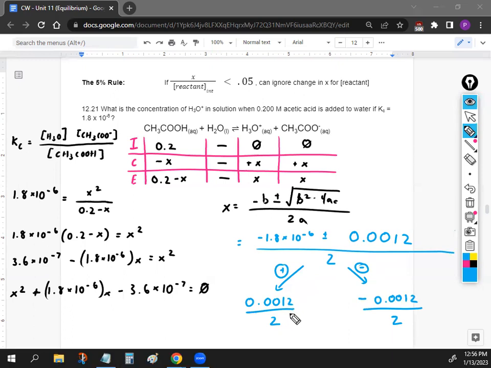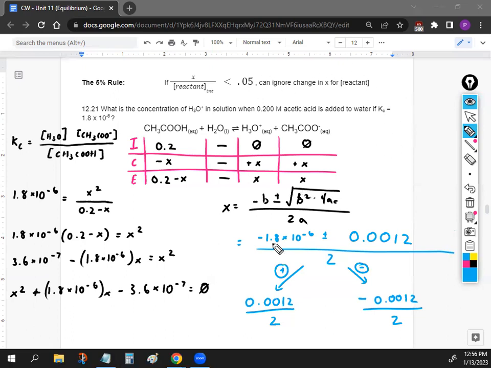No? Well, I can check. 5.89, 1.8 times 10 to the negative 6, and we'll make that negative. You add 0.0012. Yeah, 0.001198. That's what I got, something like that. It's pretty close to that though.